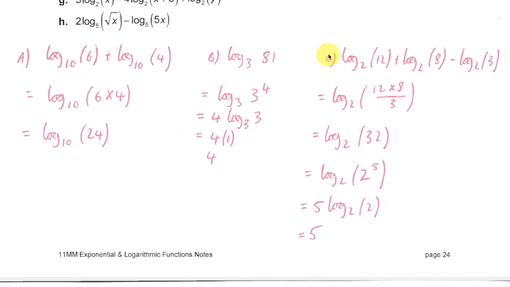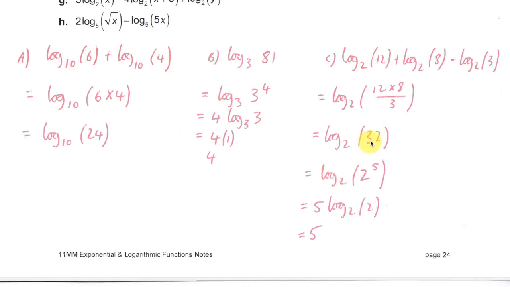For C, we've got log base 2 of 12 plus log base 2 of 8 minus log base 2 of 3. So we're going to be making use of the first and second log laws here. Where we've got addition, we can take what's inside the brackets and multiply. And when we've got a subtraction, we can do a division. And we can only do this where the bases are all the same, and these are all the same. So log base 2 of 12 times 8 divided by 3. That will simplify to being 32.